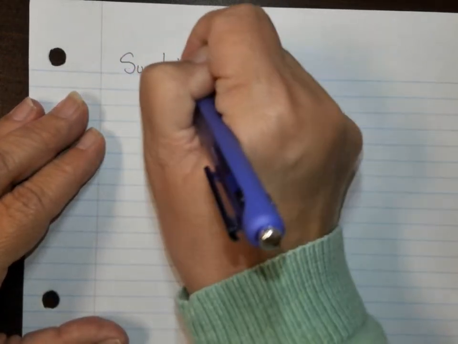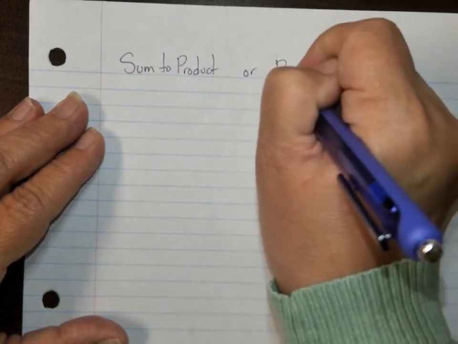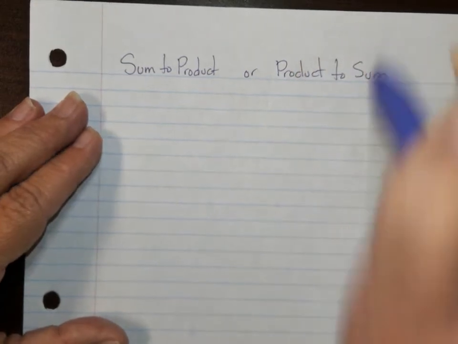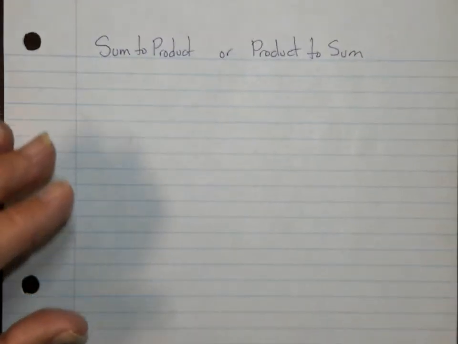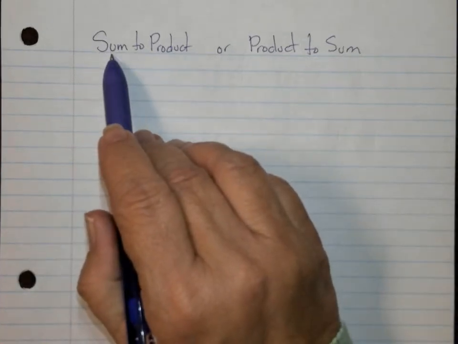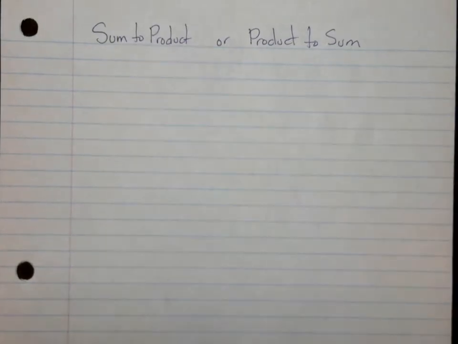Sum to product or product to sum. Alright, let's back up a little bit. What is it even saying, right? Sum is the answer to addition. Product is the answer to multiplication.